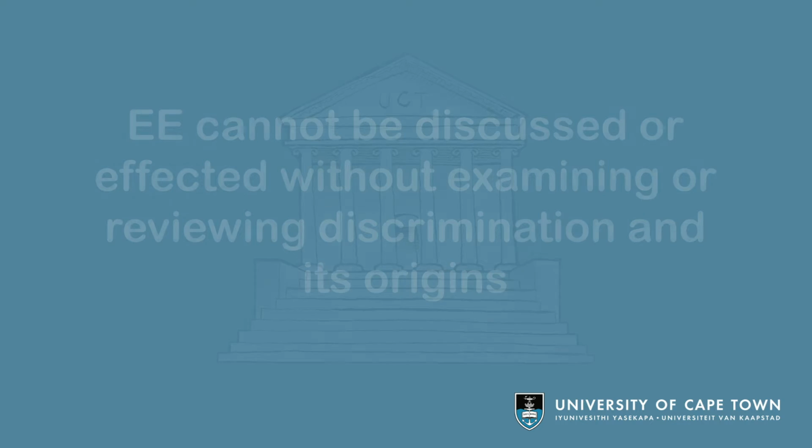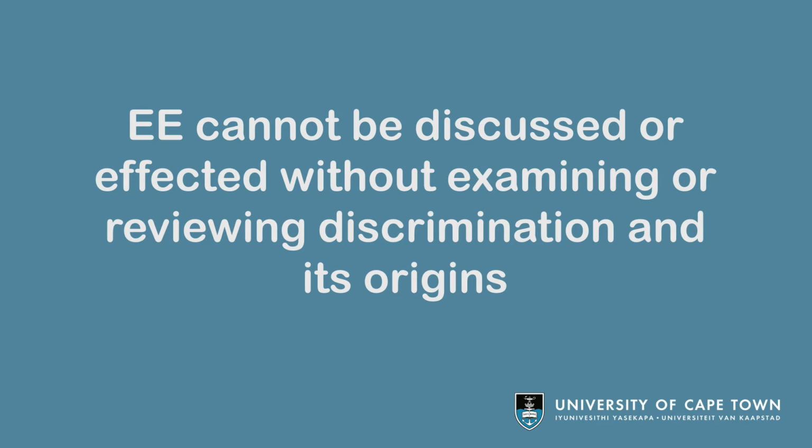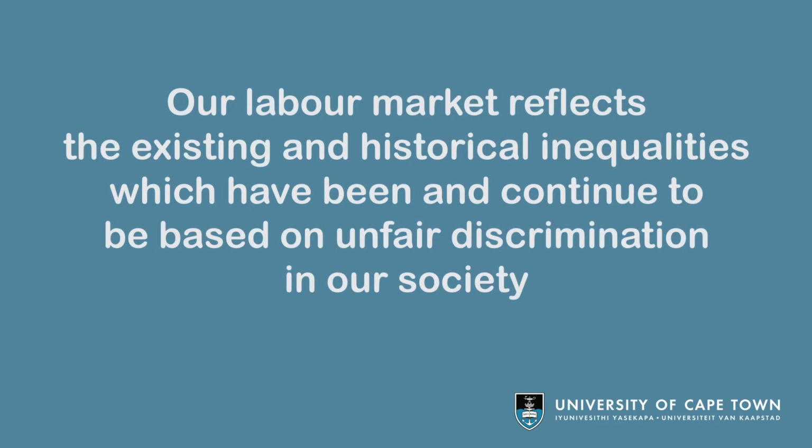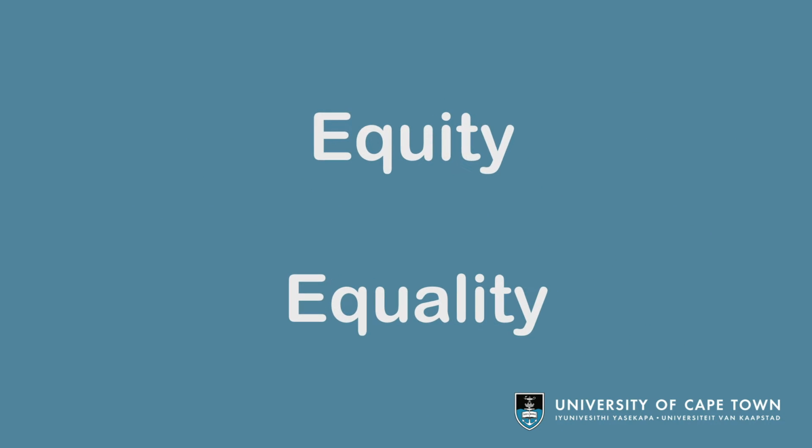EE cannot be discussed or effected without examining or reviewing discrimination and its origins. Our labour market reflects the existing and historical inequalities which have been and continue to be based on unfair discrimination in our society. We also cannot explore EE without distinguishing between equality and equity. This picture of 3 different people of different heights watching a sports game across a fence is a good analogy to illustrate the 2 concepts.